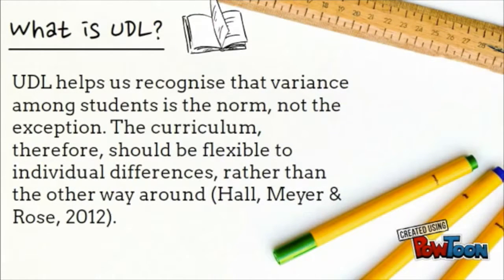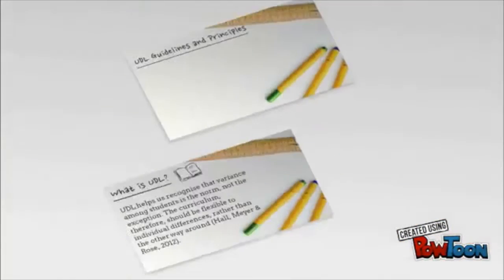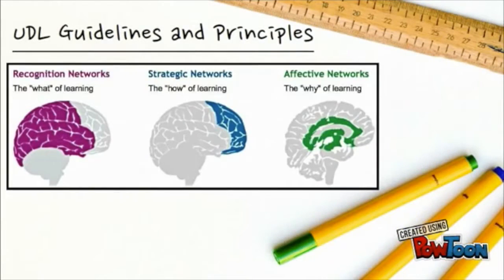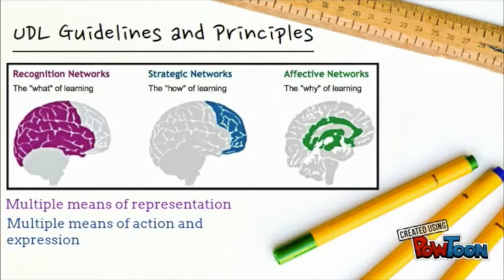UDL helps us to recognise that the variance among students is the norm, not the exception. The curriculum therefore should be flexible to individual differences rather than the other way around. There are 3 principles underpinning universal design for learning. These represent the what, the how, and the why of learning.